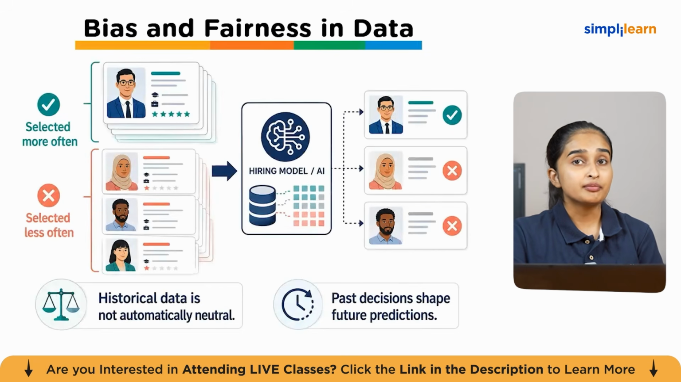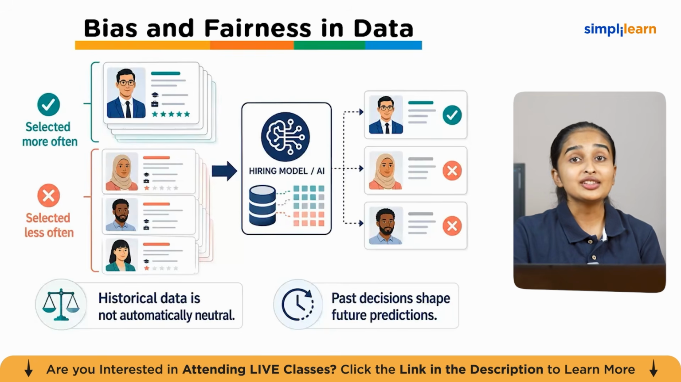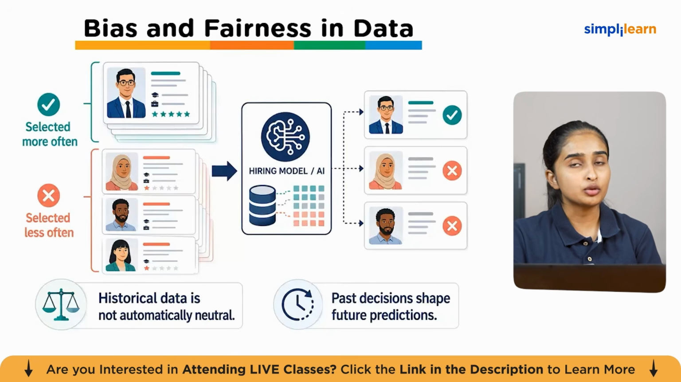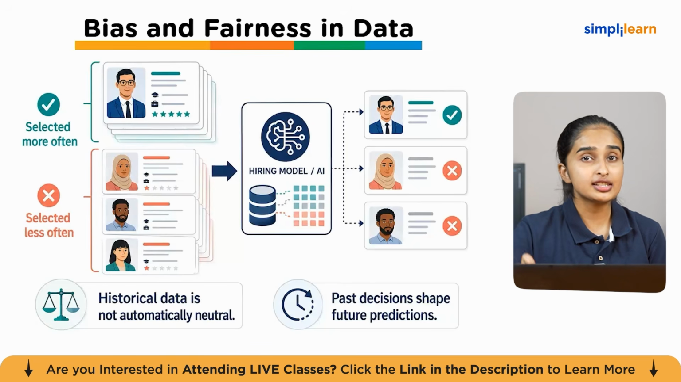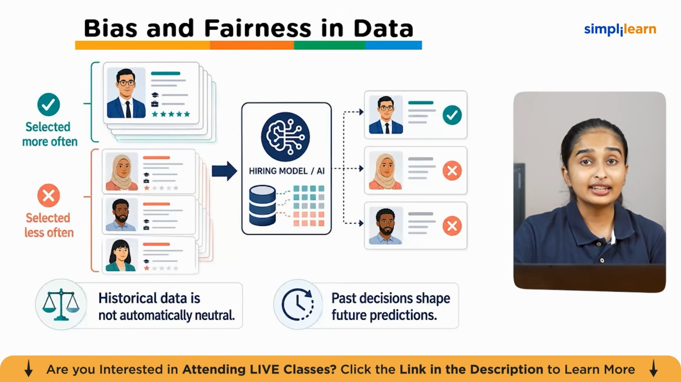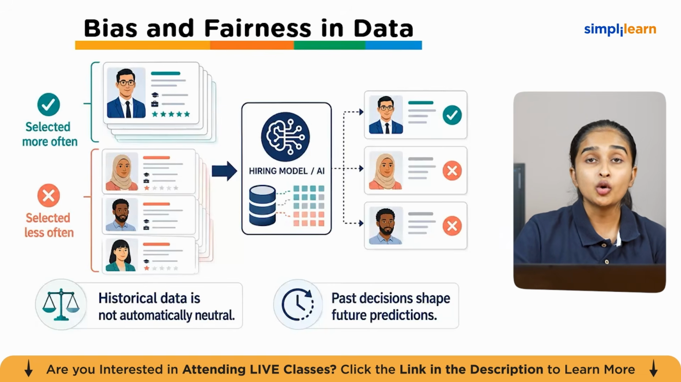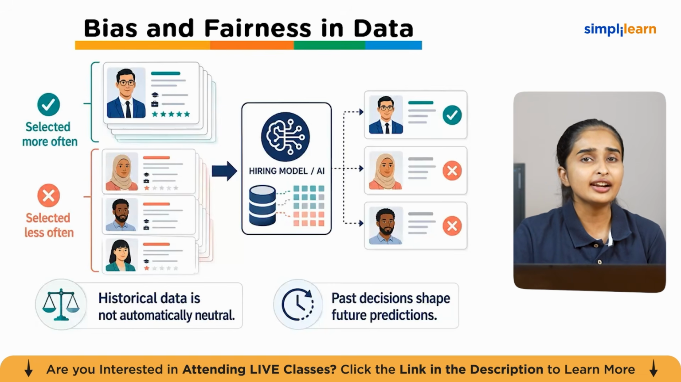Data may look objective because it contains numbers, but the numbers can reflect the biases of the systems and societies that produce them. Now imagine building a hiring model using historical employee records. If past hiring decisions disproportionately favored one group, the dataset may contain that pattern. A model trained on that data could then learn and reproduce the same imbalance. Now this means historical data is not automatically neutral data.